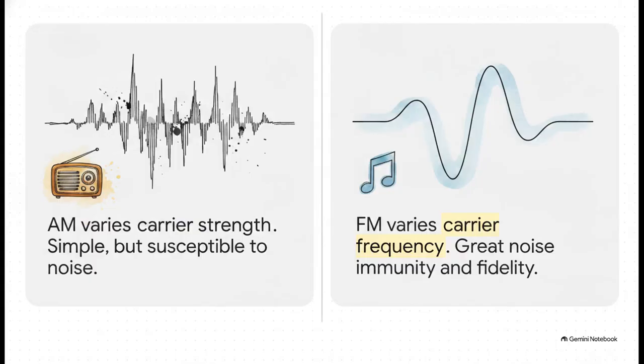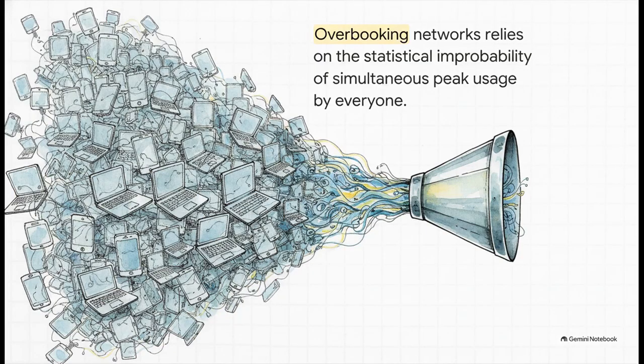But how do we manipulate these signals to share the airwaves? That all comes down to modulation, which is how we encode information onto a high-frequency carrier signal. Comparing AM to FM shows us a pretty clear evolution. Amplitude modulation, or AM, varies the strength of the wave. It's super simple, but it's highly susceptible to interference and noise. Frequency modulation, or FM, varies the frequency instead. This offers far greater noise immunity and audio fidelity, which is exactly why FM completely dominated broadcast radio for high-quality music transmission.